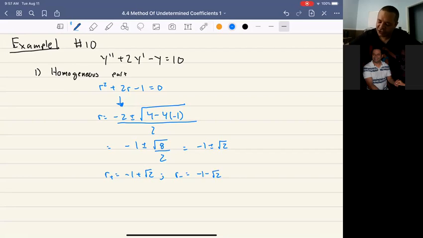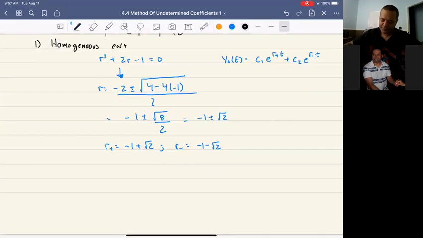Our homogeneous solution is C1 e^(r+ t) + C2 e^(r- t). That's just the homogeneous part, so there's a 0 here. Now let's look at the particular solution.